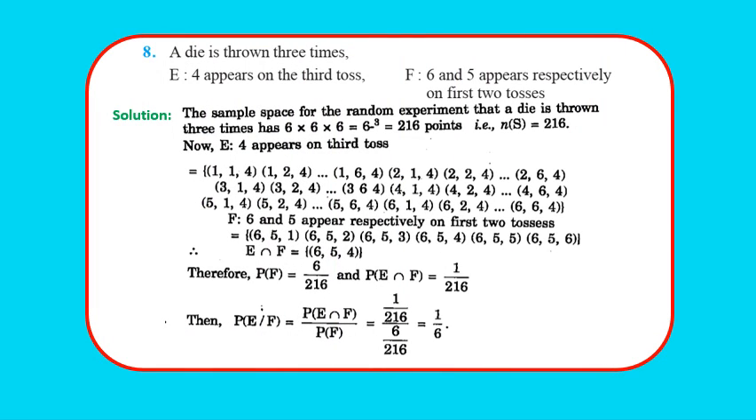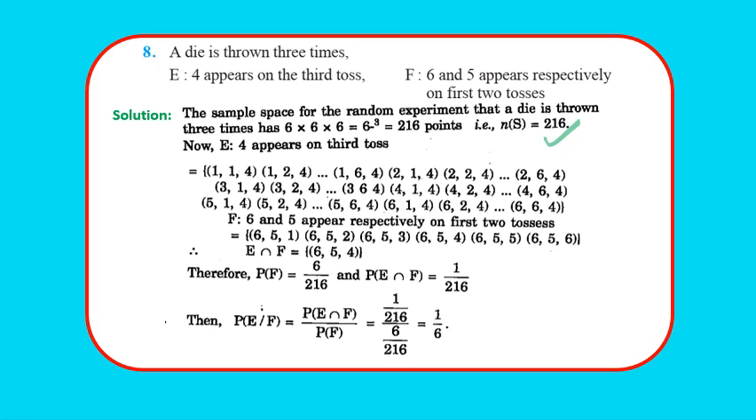Question 8. A die is thrown 3 times. E: 4 appears on the third toss, and F: 6 and 5 appear respectively on the first 2 tosses. So the sample space for the random experiment that a die is thrown 3 times will contain 6 cube elements. We know this formula. The number of elements in the sample space will be equal to 216.